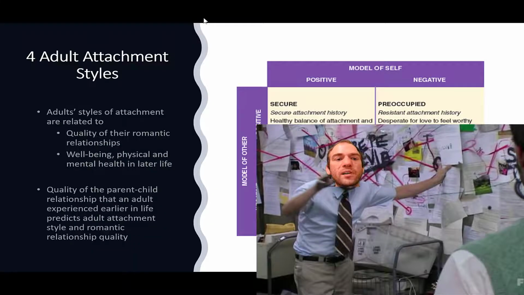There's thought to be 4 adult attachment styles. Adult styles of attachment are related to the quality of the romantic relationship, their well-being, physical and mental health in later life. The quality of the parent-child relationship that an adult experienced earlier in life predicts adult attachment style and romantic relationship quality. So the idea here is that there are adult attachment styles, and they're related to developmental outcomes, and they are thought to be associated with previous parent-child attachment styles or relationships.